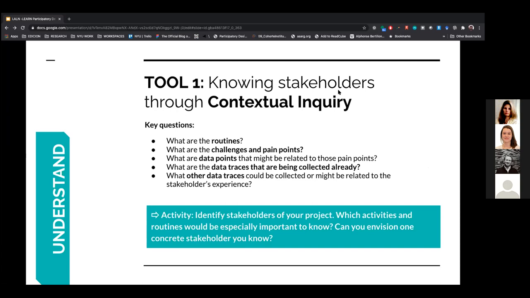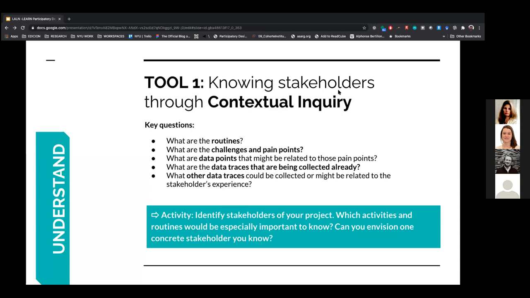Now there are key questions around contextual inquiry. What are the routines of our user? What are some of the challenges, the pain points that our user has? And really important, what are the data points? What is the data that we need? What is the data that exists already that we can bring in? And what are other data traces that might be possible to get, but that would be really valuable from them to actually create something valuable? So these are the kinds of things that we will be thinking about as we follow them around.